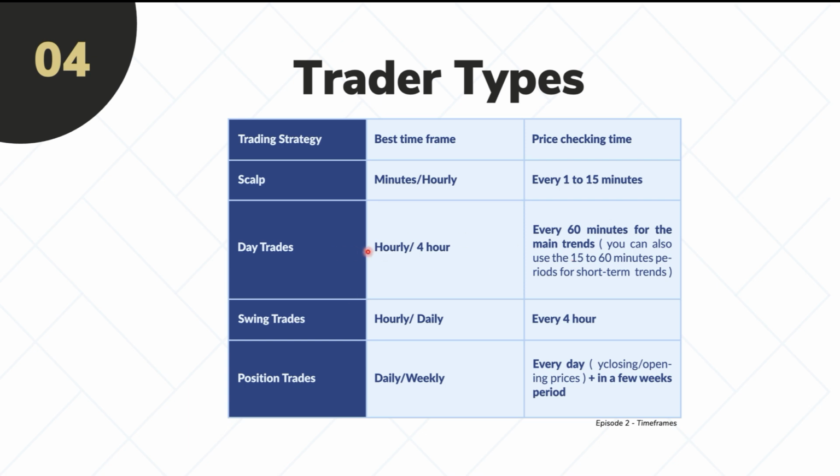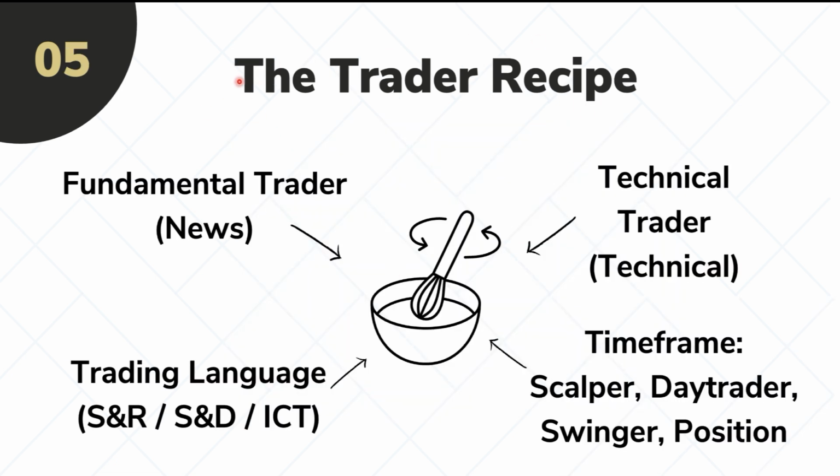Day traders are on the hourly and 4-hour. They check the price every 60 minutes or so. Swing traders are trading the hourly and daily, and they check charts around every 4 hours. And position traders are on the daily and weekly time frame, and they check their position daily or sometimes in a few days. So now you know the whole trader recipe.